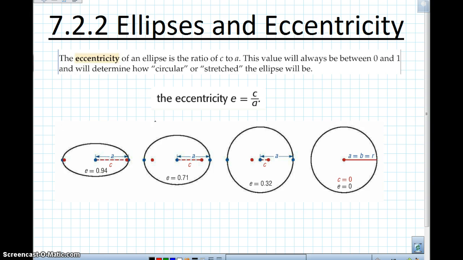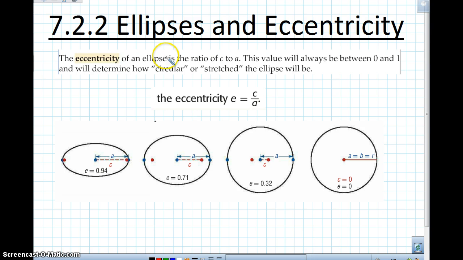The eccentricity of an ellipse is basically the ratio of C to A. And we already talked about what C measures and what A measures. I like to think of the eccentricity as a measure of how round or how oblong the ellipse is going to be. So here's a great visual to show you how, as you change C as it relates to A, it makes the ellipse rounder and rounder and rounder.